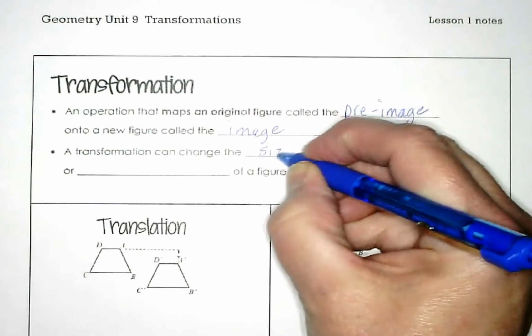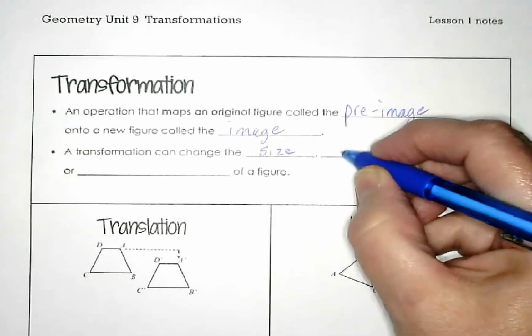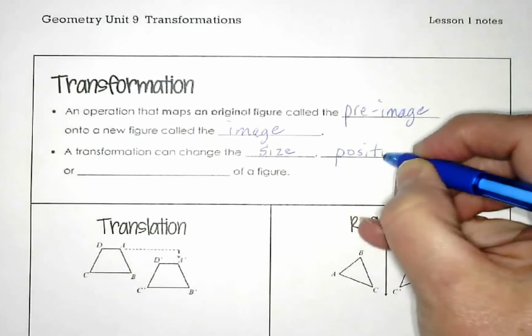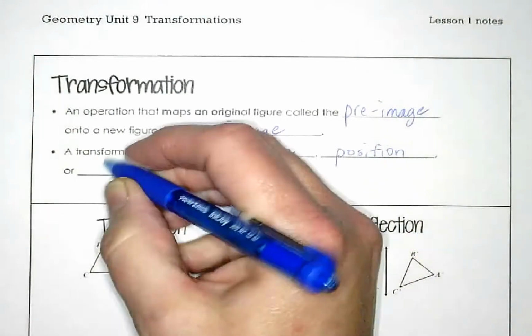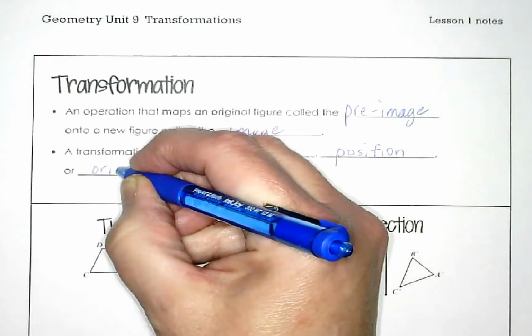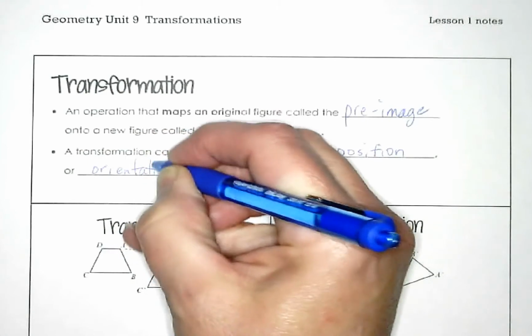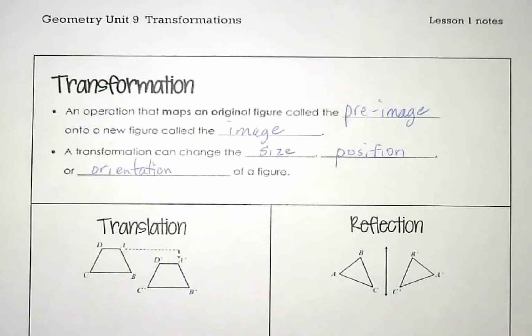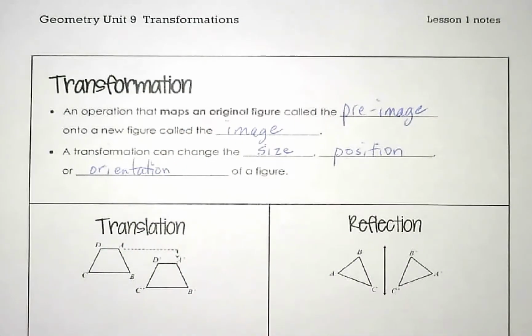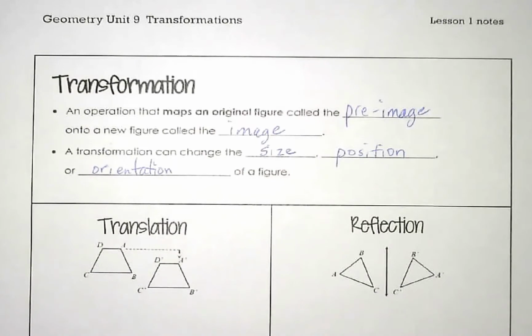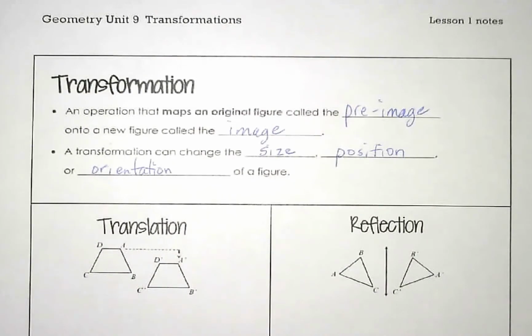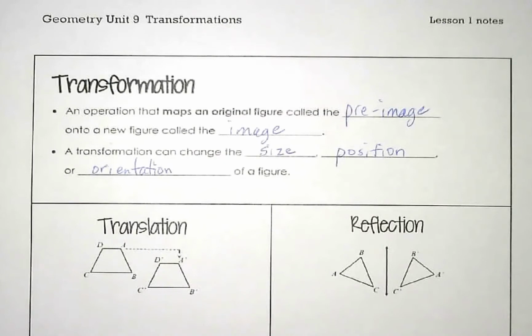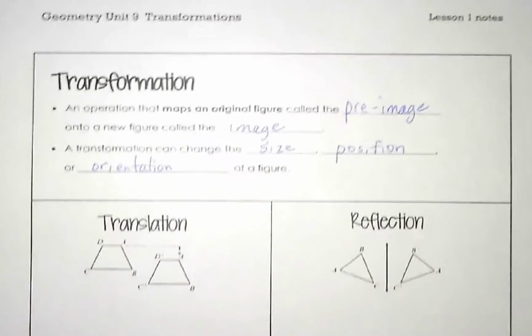It can change the size of it. It can change the position of where it's at, or the orientation. In other words, the direction that the figure is going. There are four main ones. We are going to focus on two of them in this lesson, or in this unit. But I wanted to go through all four of them first, just so you have an idea of what they are in general.